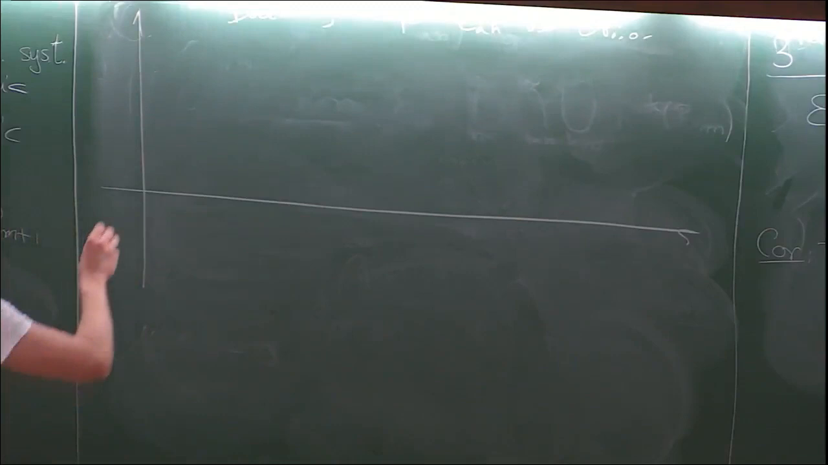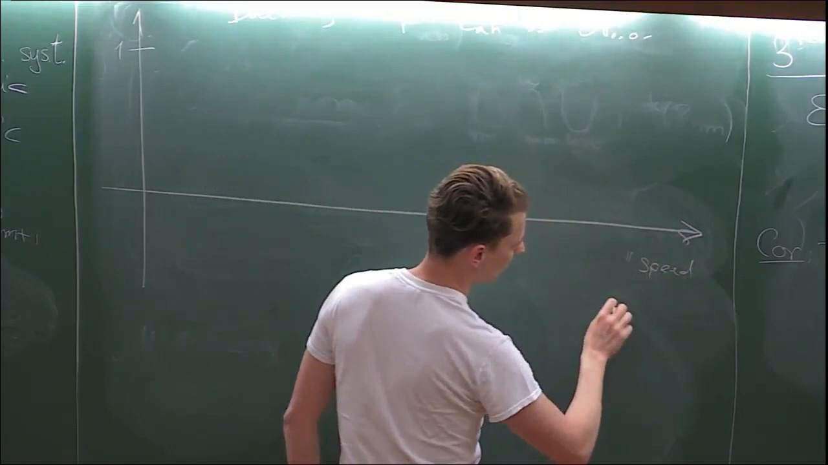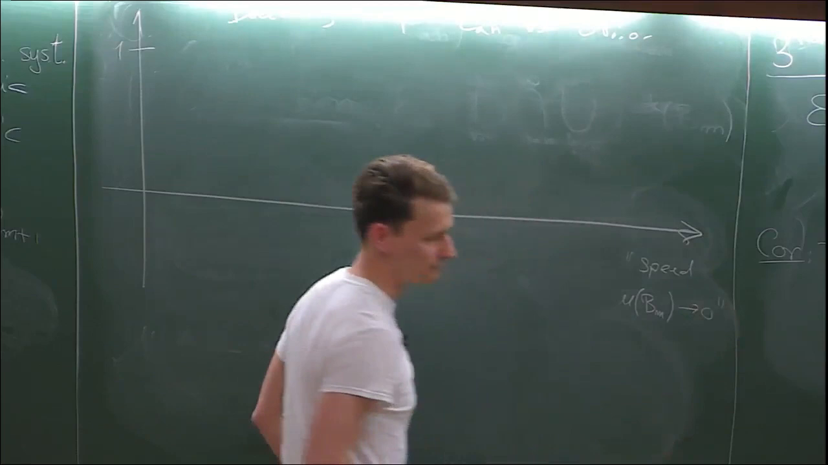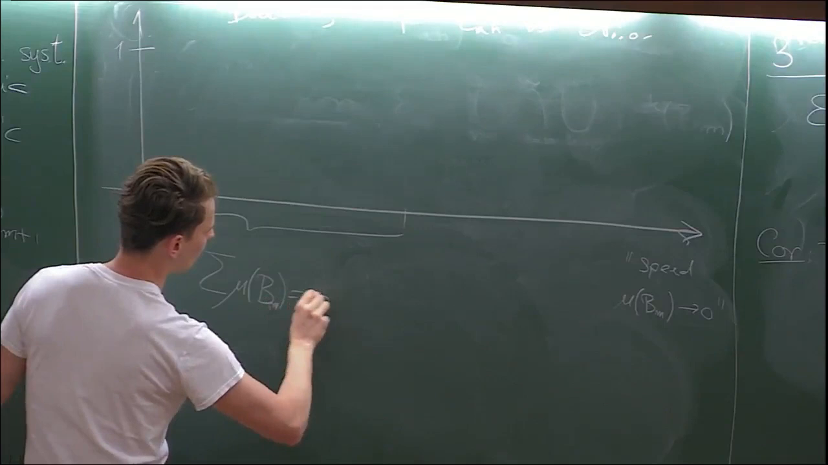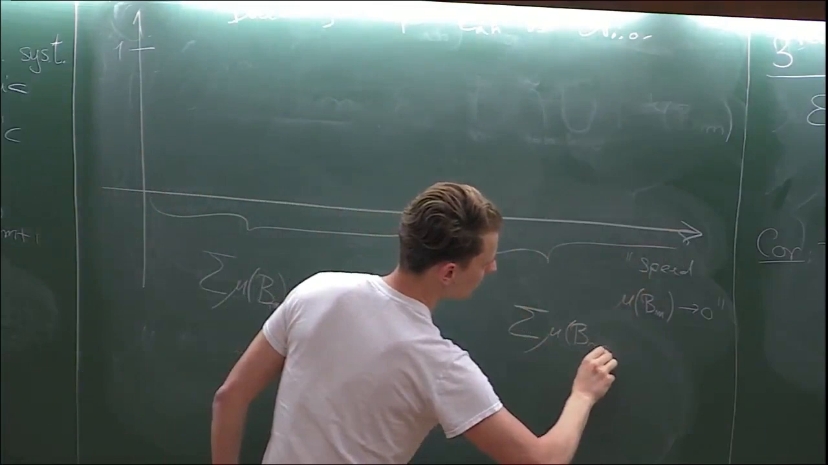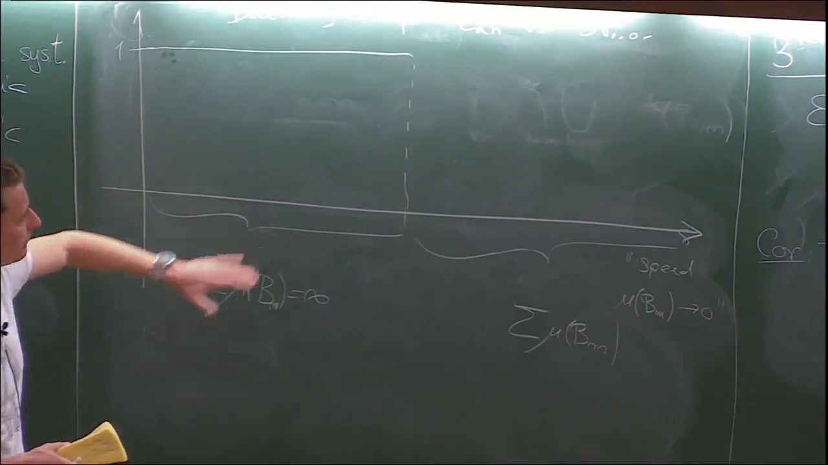So I'm going to have an axis here from 0 to 1, and a very imprecise axis here indicating the speed of convergence of the measures to 0. Okay, so we know from Borel-Cantelli that we have a range here where the sum is divergent, and here a range where the sum is convergent. If we consider the set of points that hit infinitely often, we know that the measure jumps from 1 to 0 here.